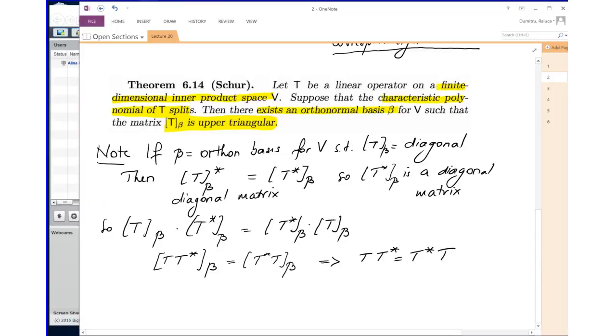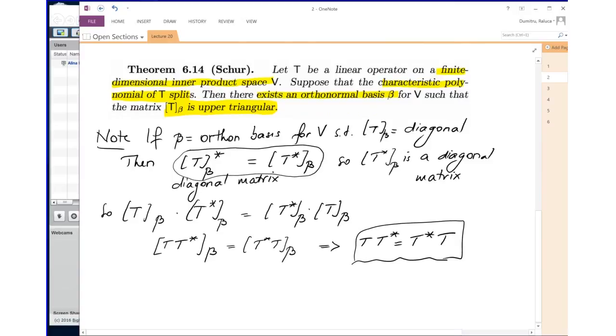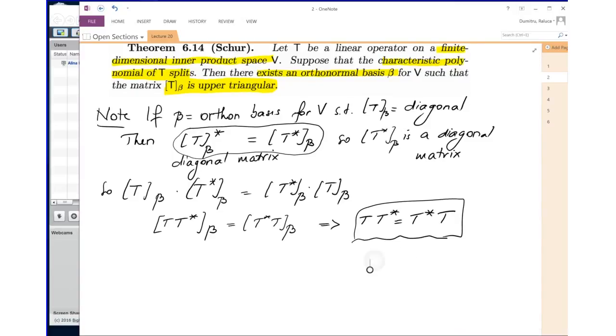So T must have this kind of property if such a basis beta is orthonormal. Why do I need it to be orthonormal? Because I want to be able to do this. Remember that I can move the adjoint around only if I'm dealing with an orthonormal basis. So if an orthonormal basis existed such that the matrix of T in that basis is diagonal, then this must be true. We're going to call an operator that has this property a normal operator.